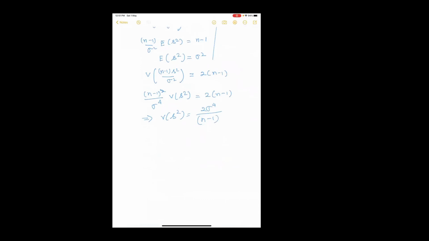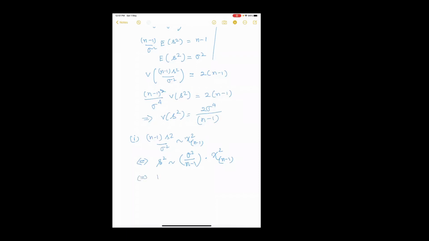So basically, what are the properties we got? We say that (n minus 1) s square by sigma square follows a chi-square distribution with n minus 1 degrees of freedom. This is equivalent to saying s square follows sigma square by n minus 1 times chi-square. So it is a scaled chi-square distribution with n minus 1 degrees of freedom, and the distribution does not involve any mu.